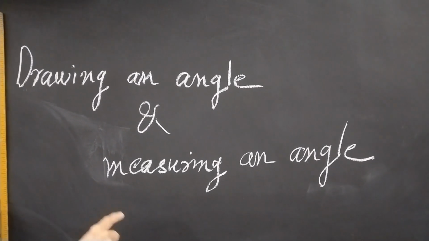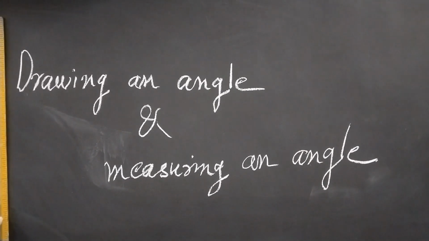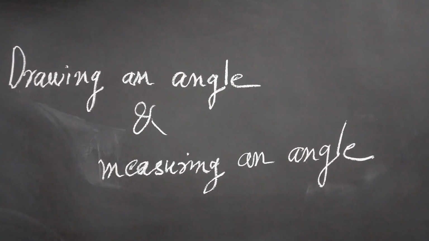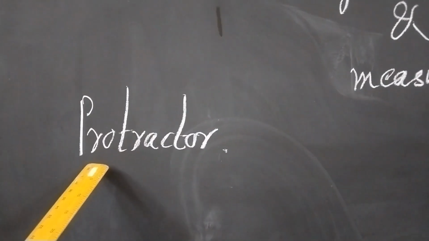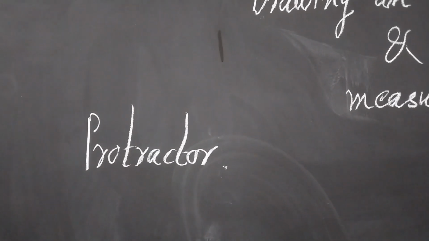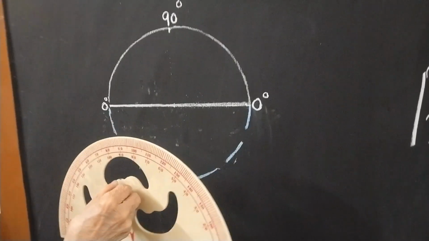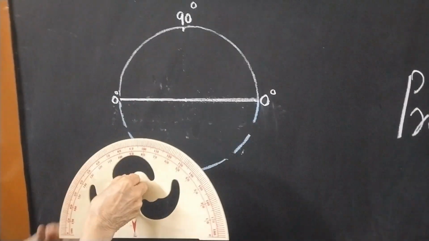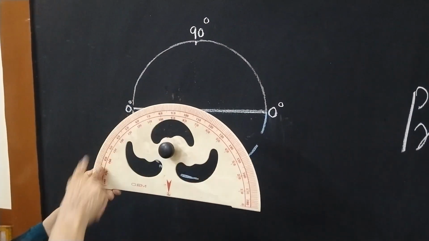Now, let us learn how to draw an angle and measure the given angle. For drawing or measuring the given angle, we will have to use an instrument called a protractor. Now, what is a protractor? Here is a protractor. Now, we will find that protractor is a semicircular instrument.